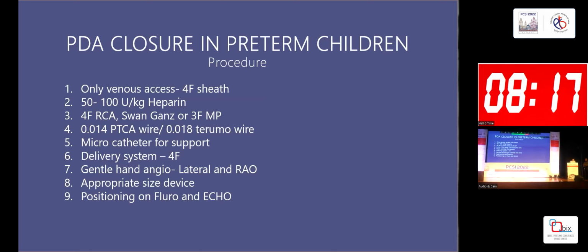So when I do it in preterm PDAs, I use venous access, heparinize, use a 4 French RC or Swan-Ganz, or a 3 French multipurpose catheter, PTC wire for all manipulations, and a microcatheter for support to push the sheath. The delivery system is a 4 French Falcon. Do gentle hand injection both in lateral and LAO, use an appropriate size device, and position it both in fluoro and echocardiography. Make sure you are in good position before you release, because otherwise things can get tricky.